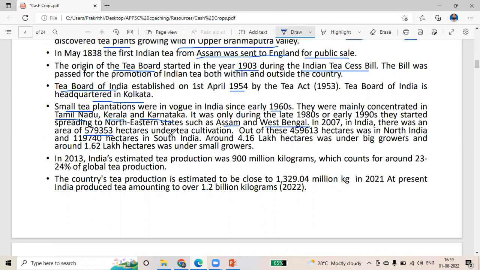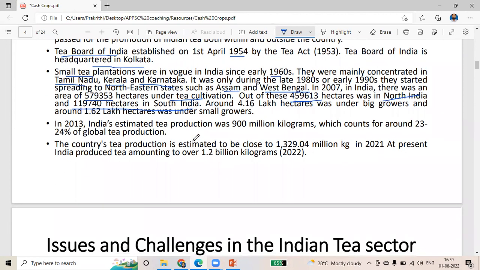In 2007, there were 55,79,353 hectares under tea cultivation, out of which 44,59,613 hectares was in North India and 1,19,740 hectares in South India. That was the distribution.